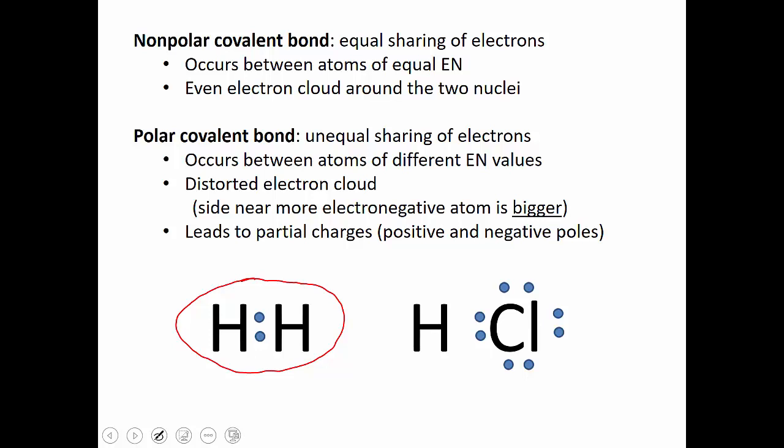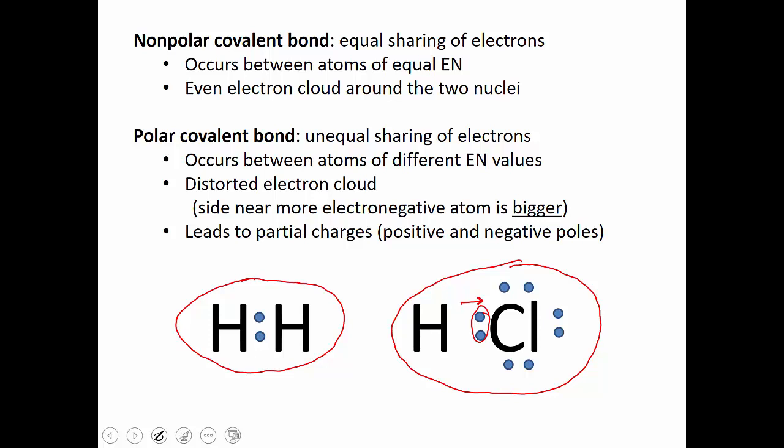In a polar covalent bond, the opposite happens. We have unequal sharing of electrons because one atom is more electronegative than the other. When you have a larger difference in electronegativity values, then you have more polarity of your bond. Because chlorine is more electronegative than hydrogen, these bonded electrons are going to spend more time around the chlorine, giving this bond a distorted electron cloud. It's bigger around the chlorine because those bonded electrons spend more time there.